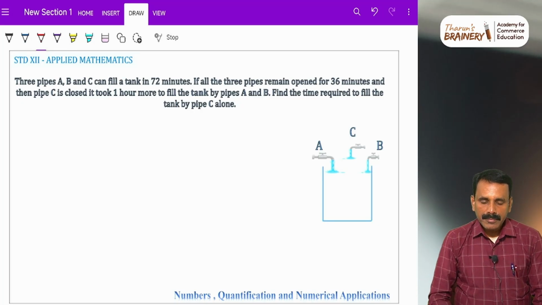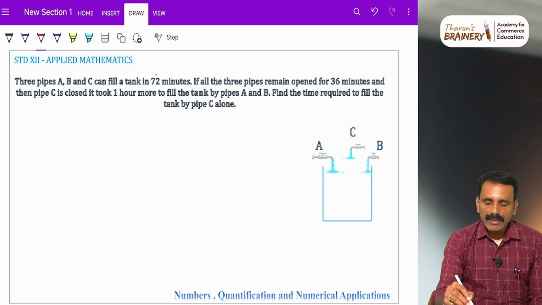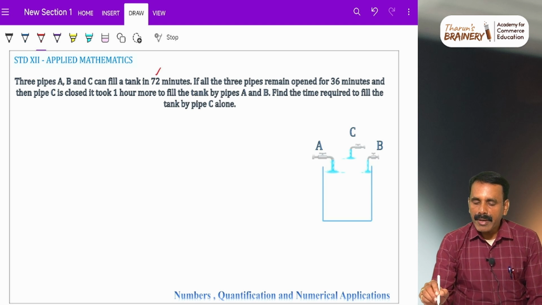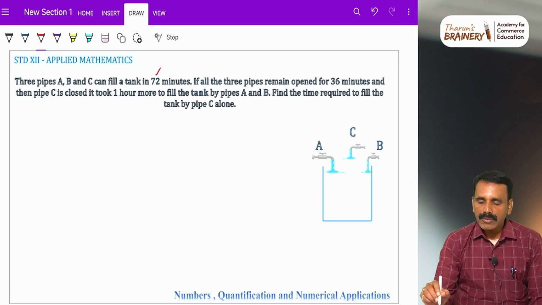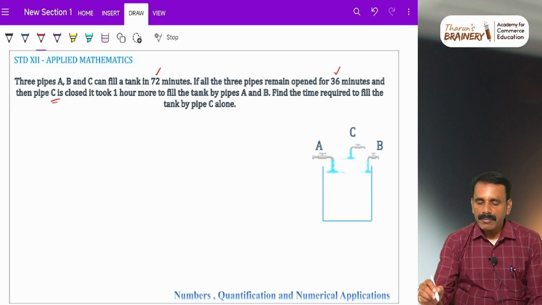Let us see another problem. 3 pipes A, B and C can fill the tank in 72 minutes. So if the pipes A, B and C are operated simultaneously, it takes 72 minutes to fill the tank. Now we are going to operate all the 3 pipes together for 36 minutes, and then we are going to close pipe C, which means we are going to use only pipe A and pipe B.